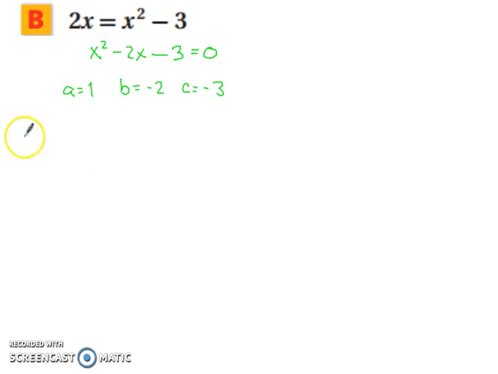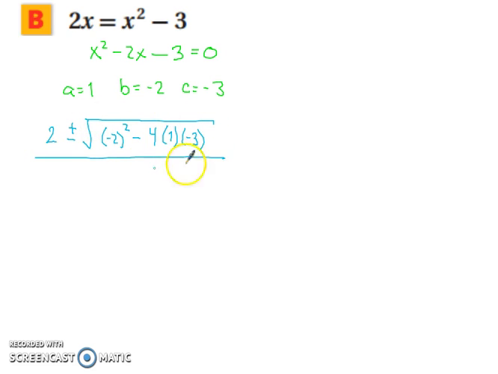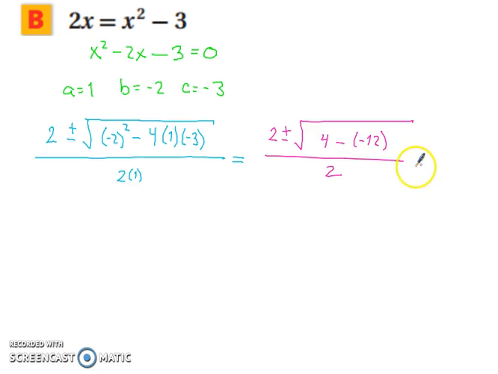So we have the opposite of b, so the opposite of negative 2 is 2, plus or minus the square root of b squared minus 4 times a times c, all divided by 2 times a. And now we follow our order of operations. So we have 2 plus or minus the square root of 4 minus negative 12 over 2. And then we're going to continue. So we've got 2 plus or minus the square root of 16 divided by 2.